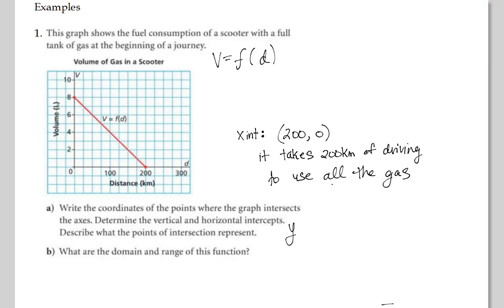Okay, where's the y-intercept? (0, 8) or (8, 0)? (0, 8). What does that tell you? You have 8 liters of gas to start with. Before you do any driving, how much gas do you get? You get 8 liters. That's your initial value. Well, it's a scooter, not a truck.